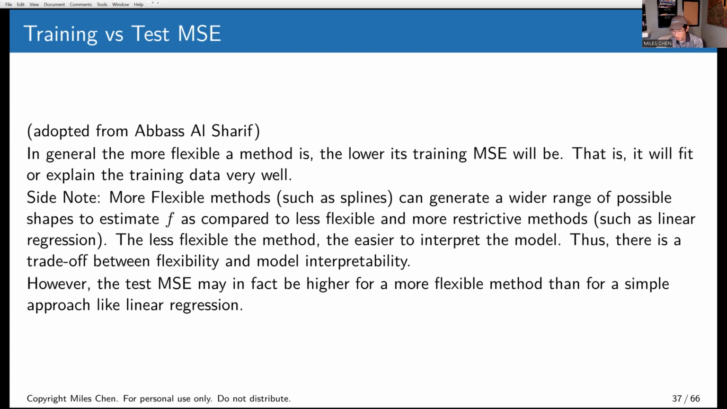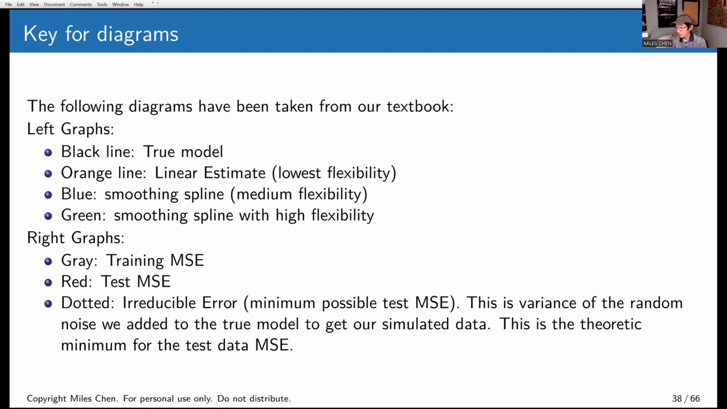Okay, but when you then take that model that fits your training data really, really well, and put it on your test data, your test mean squared error, so the mean squared error on your test data, could end up being higher, all right? Because you've overfit your data, right? So these are some diagrams that I've taken from our textbook, and let me try to explain what they mean.